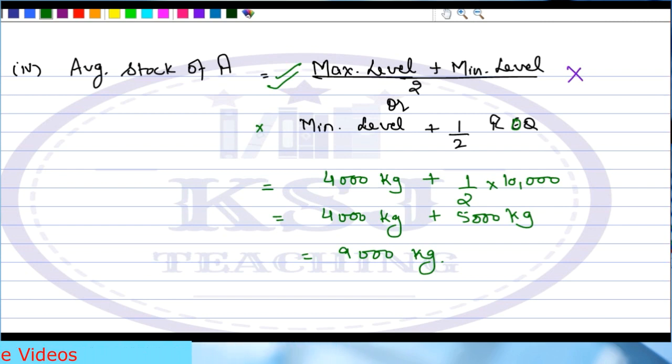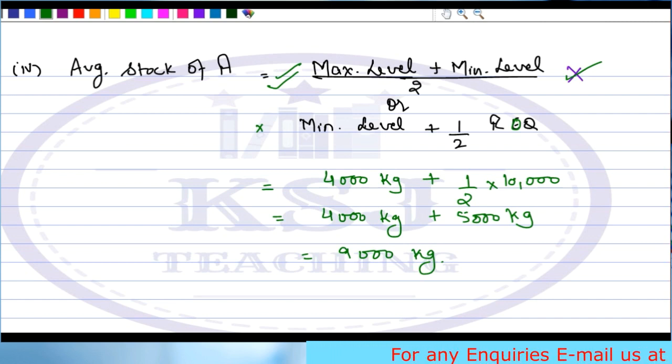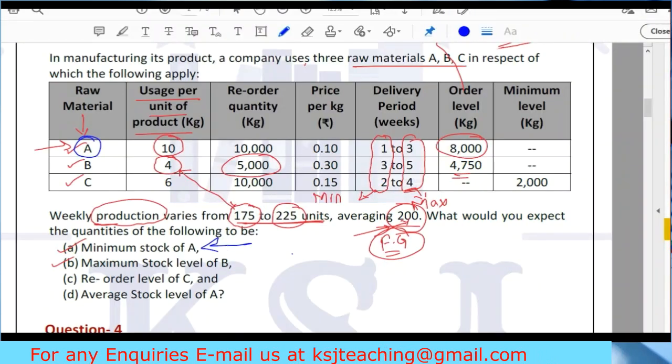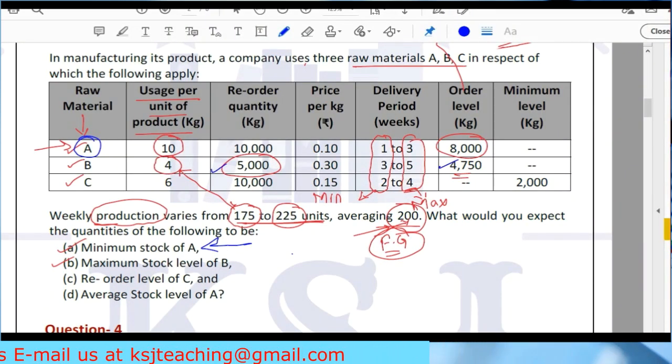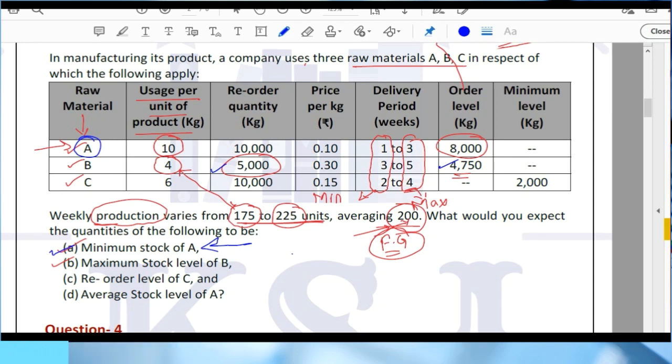Even if I don't have the maximum level, okay sir, there is no problem in that also. You can solve it by this formula also. Sir, how? For that, you will have to first calculate the maximum level of A. How can you calculate the maximum level? Sir, you are given the ROL, you are given the ROQ, you have the minimum level, you have the minimum lead time. You can calculate the maximum level of A.